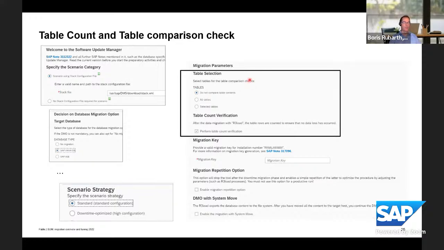And finishing up here on this fifth, did I count right? Fifth dialog of the Software Update Manager. If we look down here, we see the migration repetition option for test runs that I mentioned. So in the downtime, the tool will stop and say, would you like to repeat the migration to tune the R3 loads? And the other one is DMO with System Move, offering the move of the system from one data center to a different one. That was already explained in the beginning.